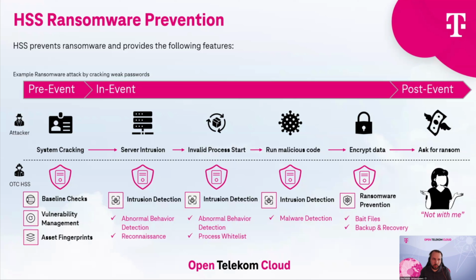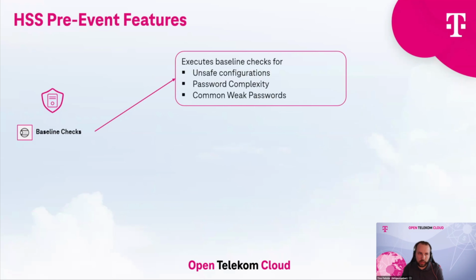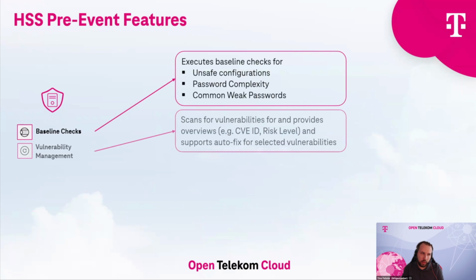Now let's come a bit into more details. What are these mechanisms and how do they work? Like I said, we had, for example, the baseline checks as a first point of view. So they do some checks for unsafe configurations, for password complexity on your systems, and also scans for common weak passwords. As the next point, we have the vulnerability management. So this scans your machines for vulnerabilities and provides you an overview with the CVE ID, for example, also the risk level to see what are the most important ones. And a cool feature is that it's automatically fixing your issues with one click. That's a really cool point, which we show later.